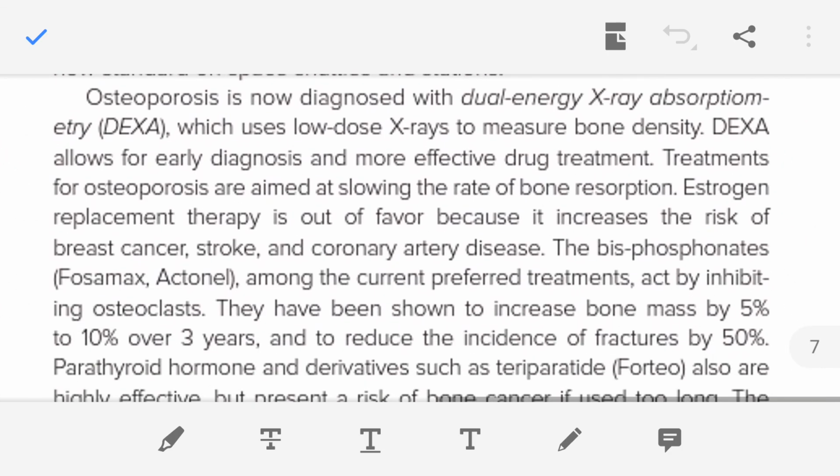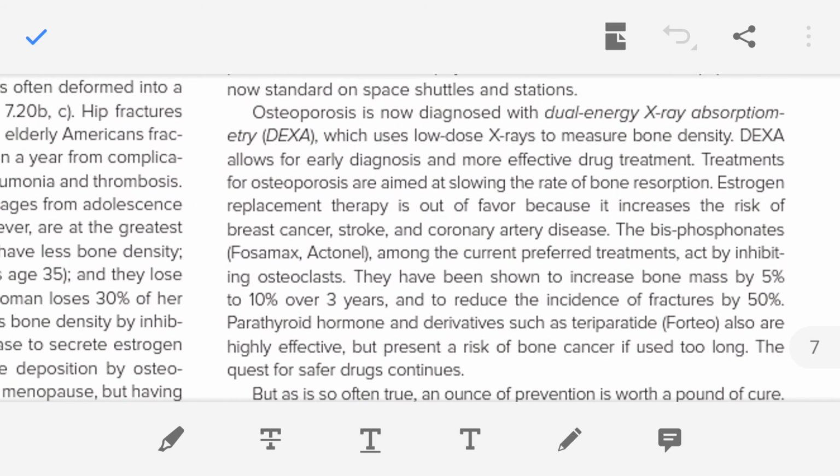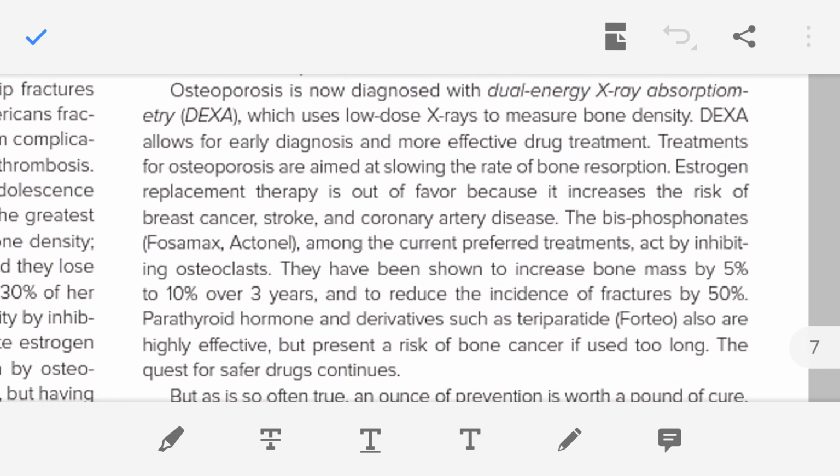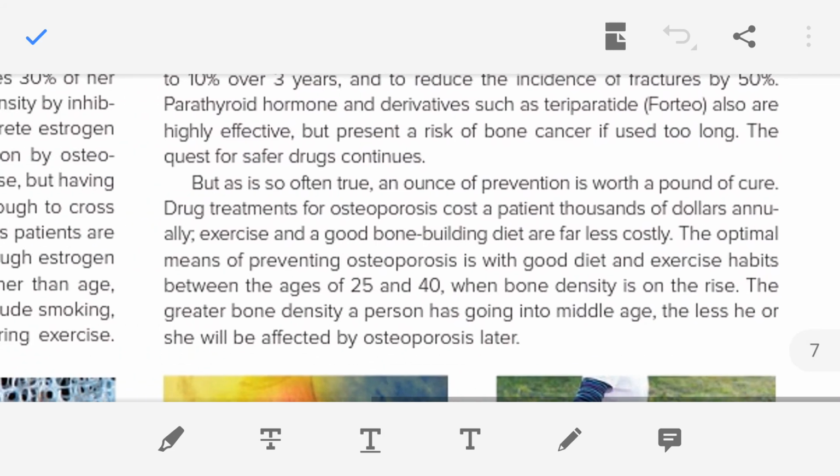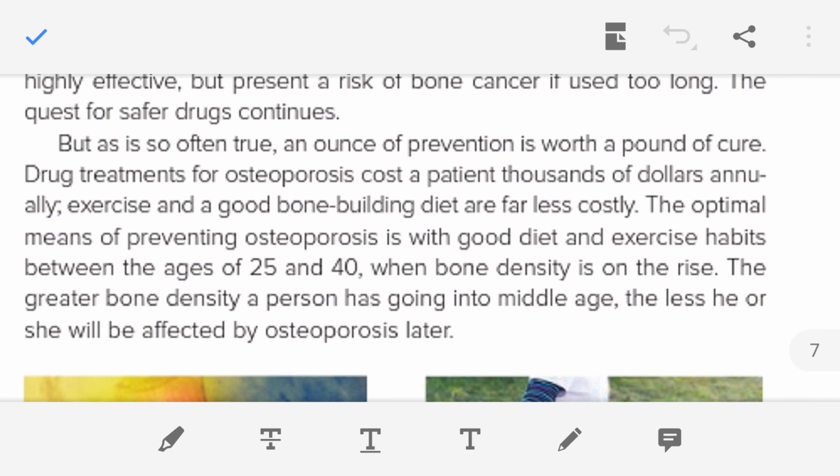Now, here some tests for osteoporosis are given, on how to diagnose osteoporosis. If you are interested, you can read this information, and this is the last paragraph. So, you can go through this paragraph also.